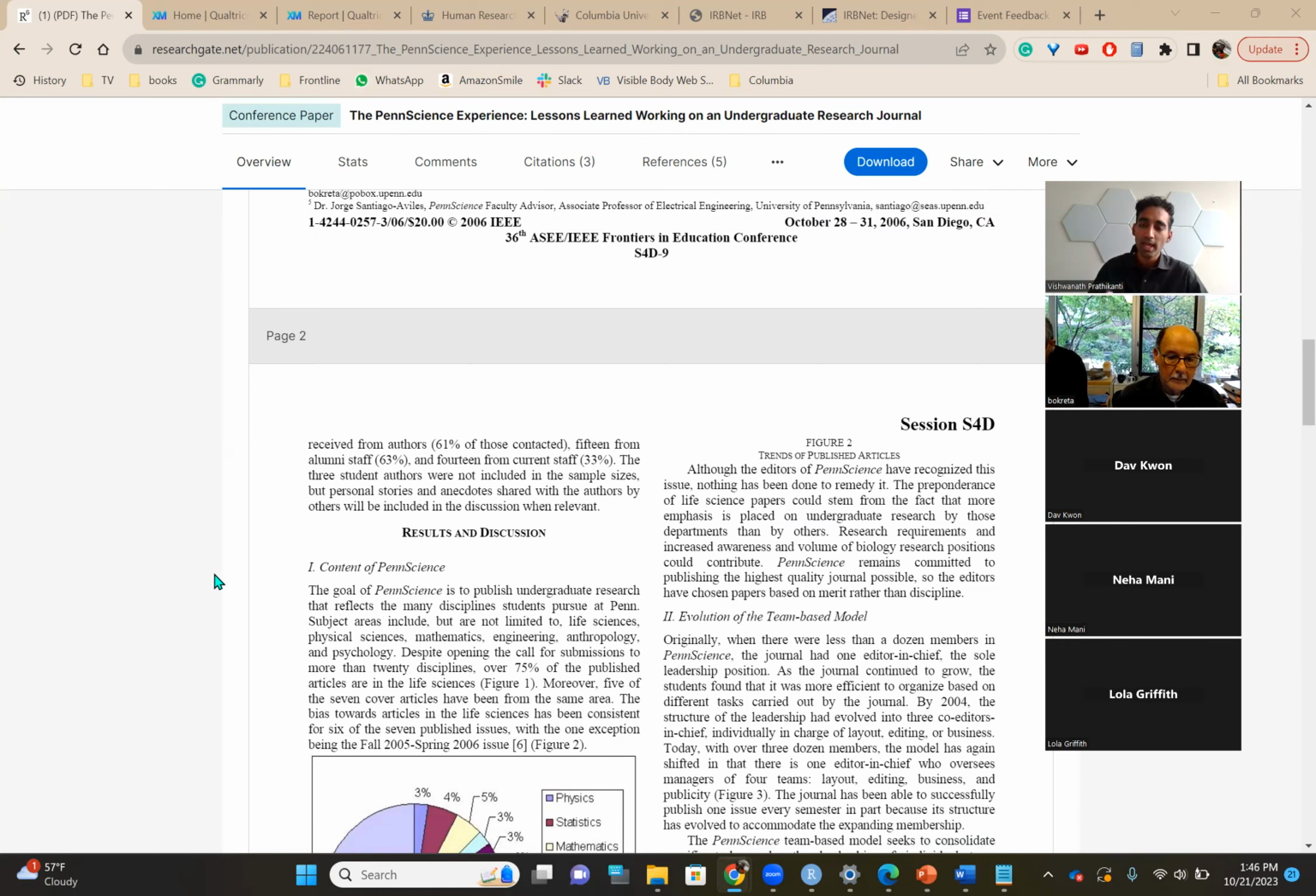I won't go into the entire paper because we might not have a whole lot of time, but I did want to ask Dr. Bocreta and Dr. Santiago Viles: when students wrote this paper and you were advising them, what went into writing it? What inspired it? What did the students who wrote it want to know about Penn Science? Does that make sense?